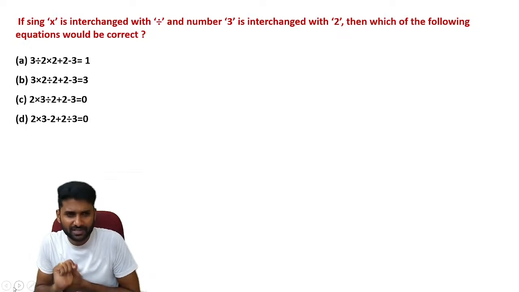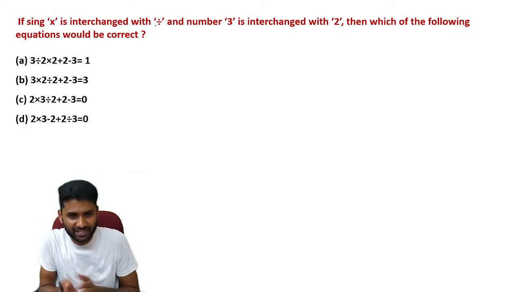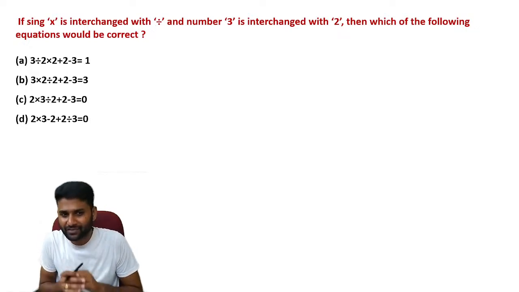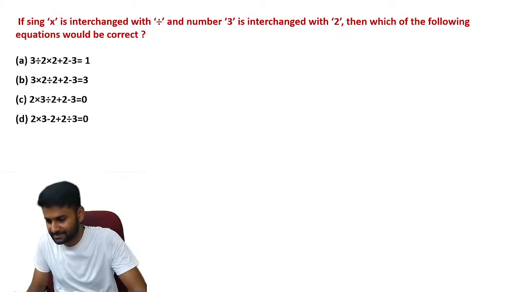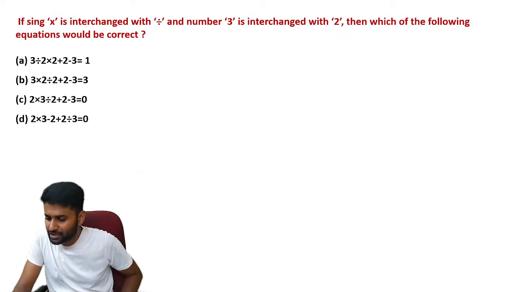Now here the information says that if the sign multiplication is interchanged with division and the number 3 is interchanged with 2, then which of the following equations would be correct? Go through the option verification. Which of the equations could be correct?